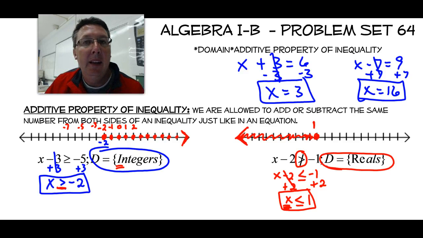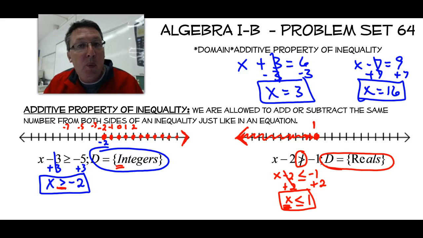Okay? That's the additive property of inequality, where we're allowed to add or subtract the same number to both sides. Again, note your domains. Sometimes they'll be integers and you put dots. Sometimes they will be real numbers and you shade. Open circles, closed circles, all that stuff is still there. We got to remember how to do it. Okay? That is all from lesson 64, domain, additive property of inequality. That's it. Good luck.